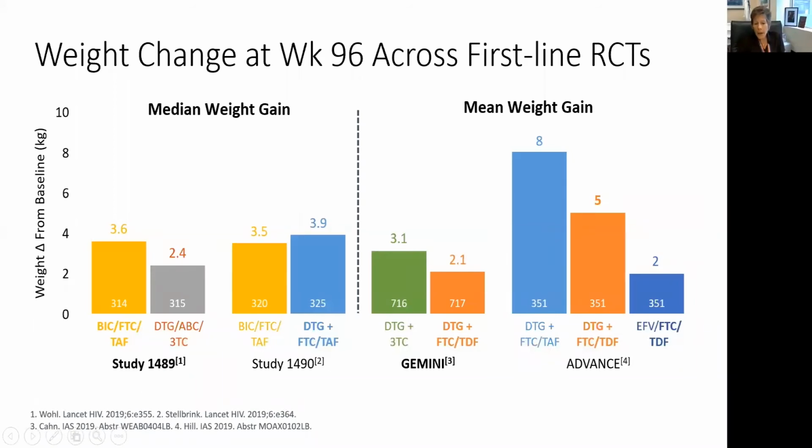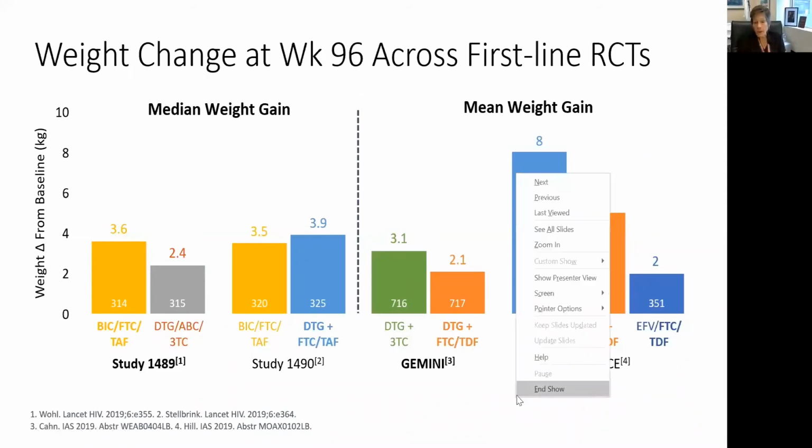And if we compare across studies, and again, you have to be very careful when you compare across studies because they have different genetic components, they have different gender components. But as you can see, the weight gain in these studies across the board seems to be highest in this ADVANCE trial in women primarily who received dolutegravir with FTC and TAF. And so we're left with this question again, is it the drug? Is it the gender? Is it the genetics? Again, what are the reasons behind this?